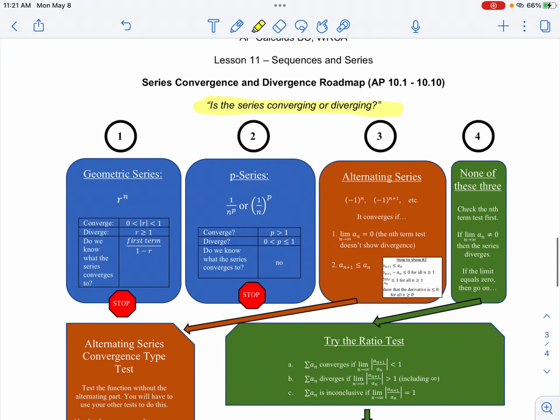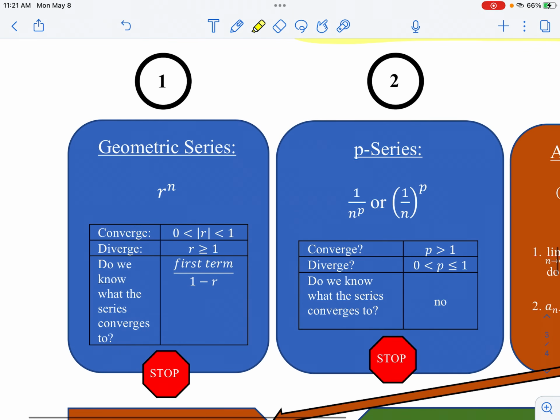And there's a lot here. This is all from lessons 10.2 to 10.10, AP topics 10.2 to 10.10. And we're going to start here with these first two in this video. We're going to say, okay, if we can identify we have a geometric series, then we'll know it's converging or diverging based on these rules. Or if we know we have what's called a p-series, we'll know if it's converging or diverging based on these rules.